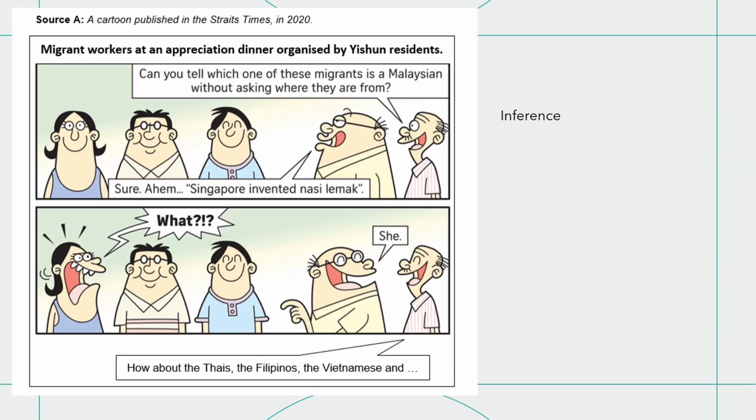So for instance now, source A. Oh, are migrant workers treated well here? Well, they are being appreciated in a dinner by the Yishun residents. So yes, they are well treated. So let's move on.